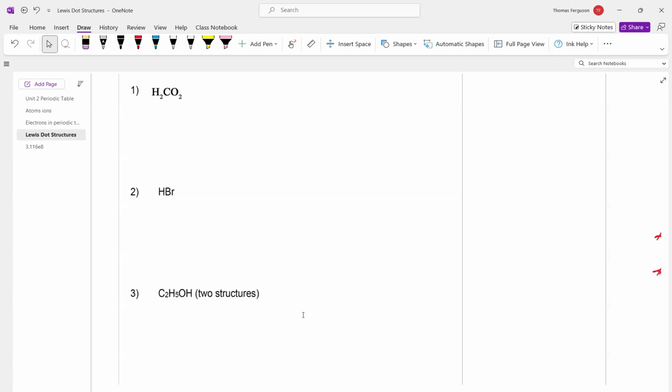Now we need to connect up everything with a single bond. That means 2 singletons come together to form a bond. So we have singleton, singleton, singleton, singleton. After you get this set up like this, you connect everything up with 1 bond. In other words, 2 singletons forming a bond.